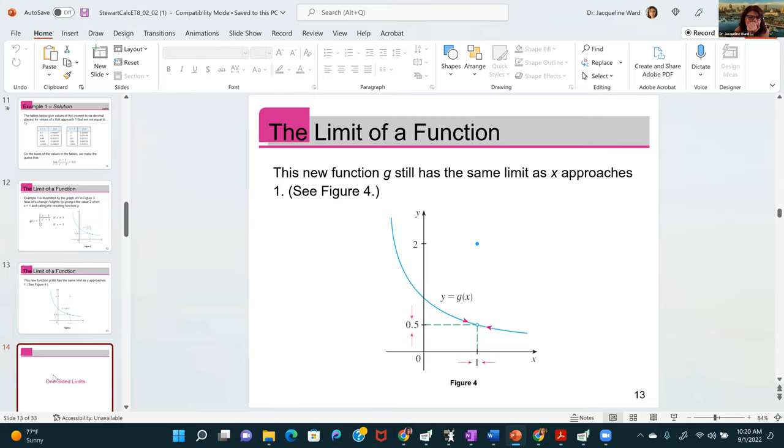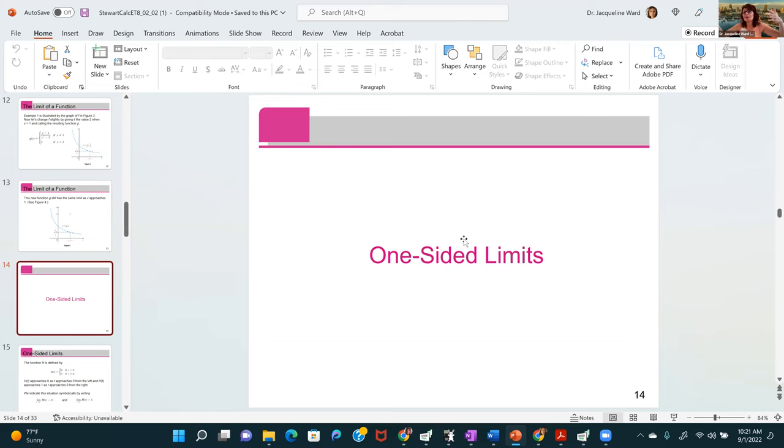Now there's the notion of one-sided limits, right? Because we keep talking about, like the last problem, approaching one from both sides. We can also talk about a limit from just one side, the left or the right.